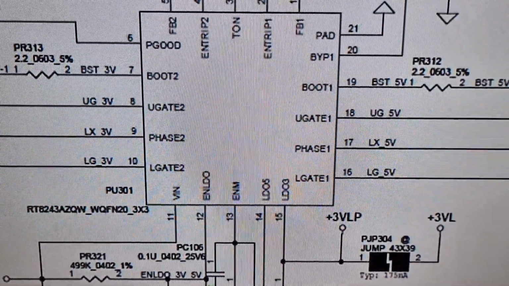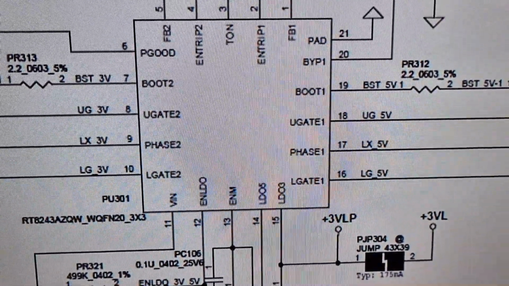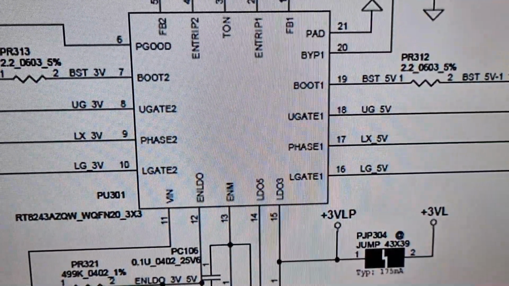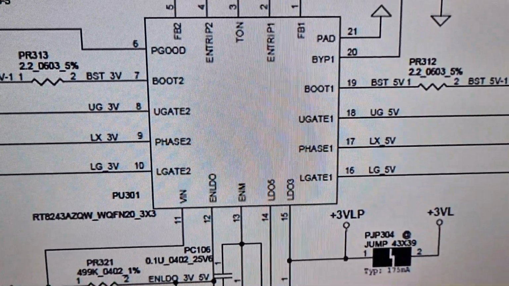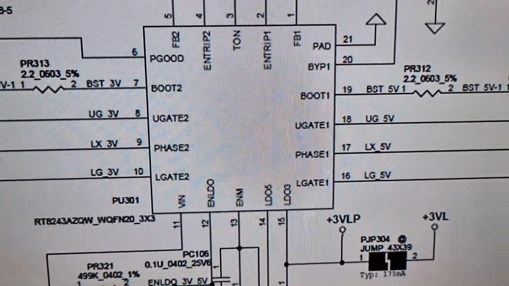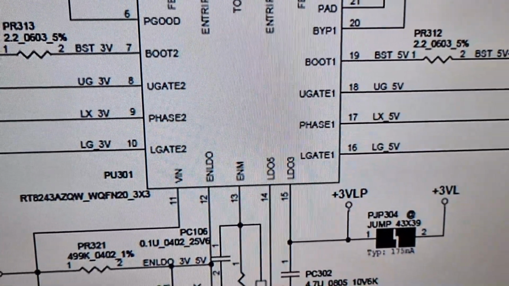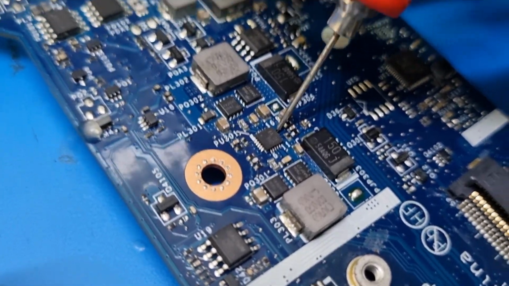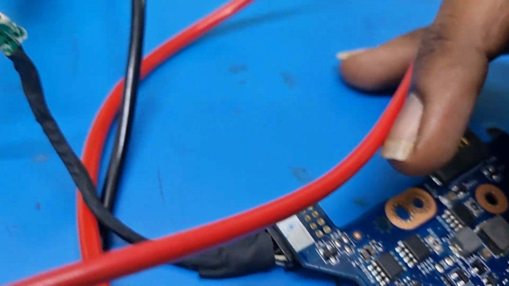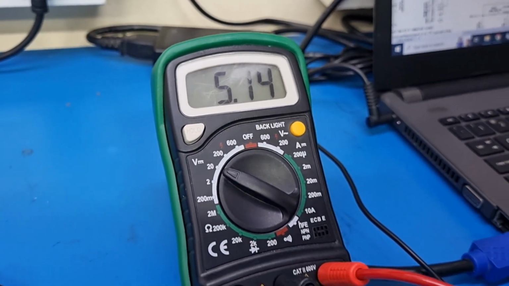So next we are going to check pin number 14, that is LDO5. LDO5 and VRG5 both are the same name. LDO5 and VRG5, LDO3 and VRG3. So now we are going to check pin number 14, that is LDO5, and we can see on the meter 5 volt is showing.